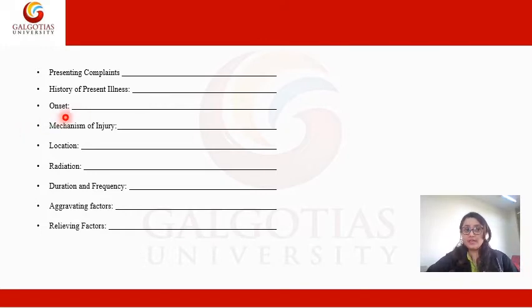Then we have onset. Onset means was it sudden or gradual? So if you have a fracture, yes, the onset of pain would be very sudden. Whereas if you have rheumatoid arthritis or osteoarthritis, the onset of the pain would be very gradual. Slowly and steadily you started experiencing more pain. Then we have mechanism of injury. If there is no mechanism of injury, you just write here no mechanism of injury or not applicable.